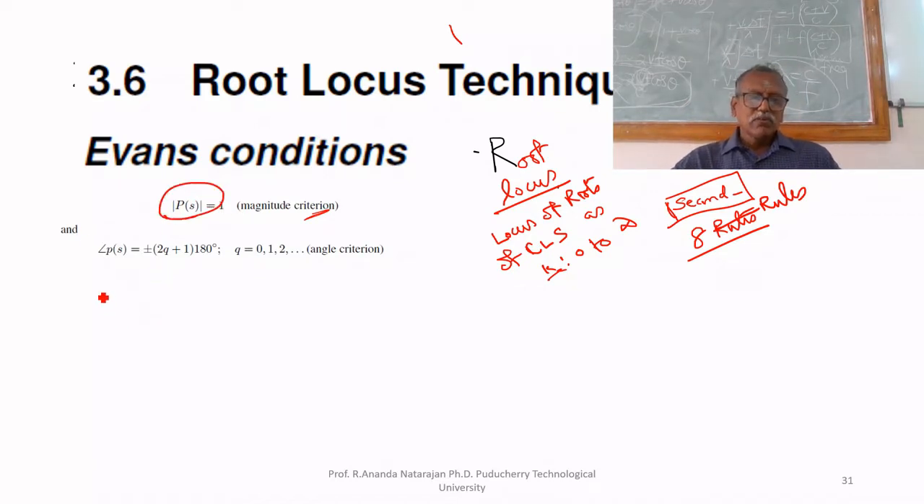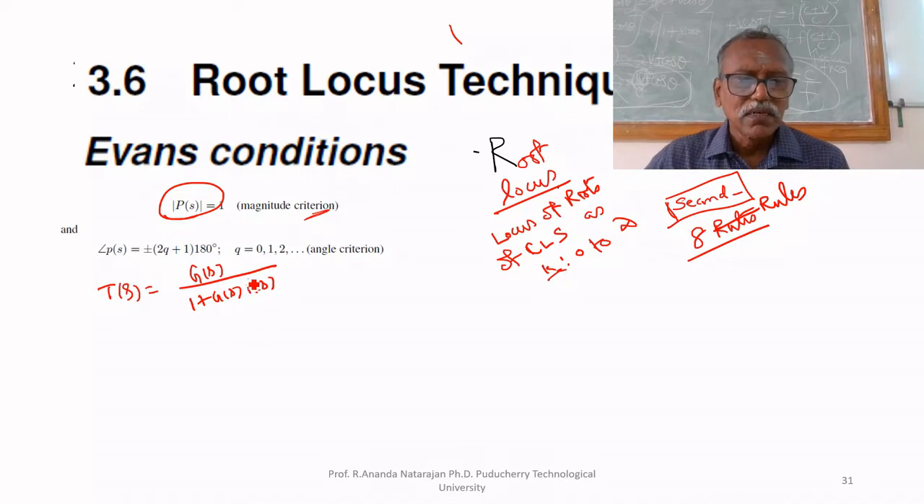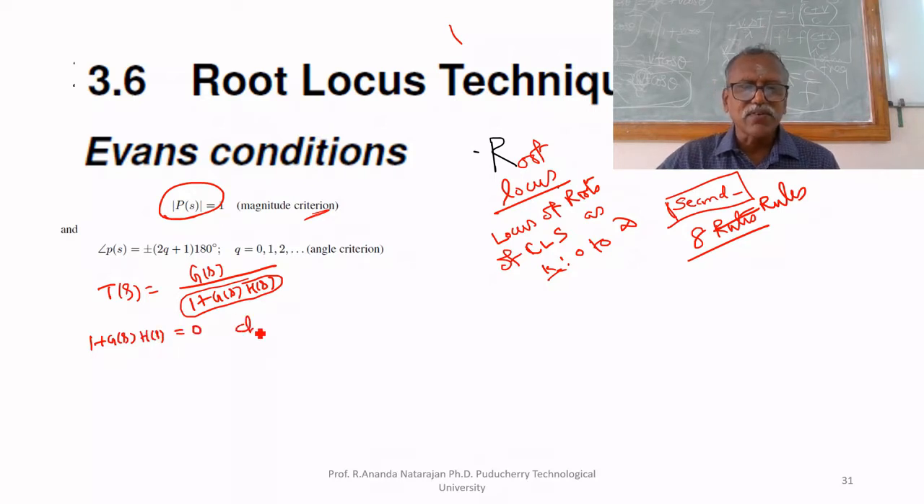we have to find the closed loop transfer function. What is that? G of s upon 1 plus G of s H of s. So what is root locus? It is the roots of this denominator as k varies from 0 to infinity. That is called the characteristic equation, 1 plus G of s H of s equal to 0. The roots of this characteristic equation as k varies from 0 to infinity are called the root locus.